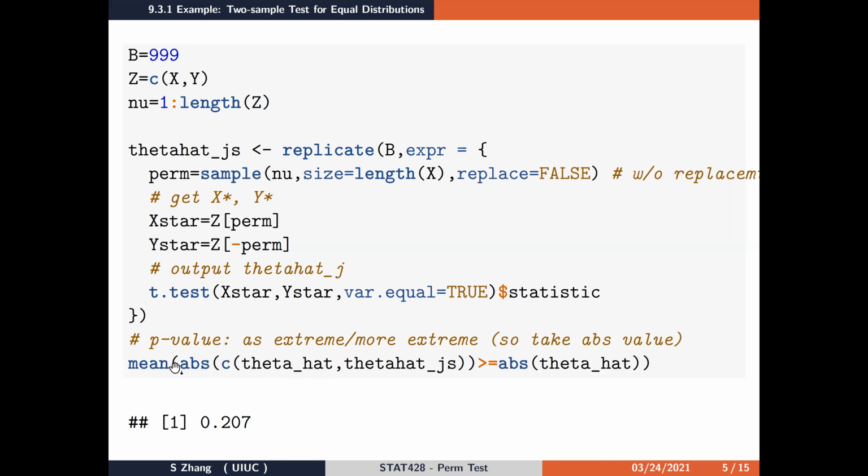So you can check that this is essentially equivalent. By doing this, the mean of this is essentially equivalent to the formula we have shown, which involves 1 divided by b plus 1 times the sum of the indicator functions. So the resulting p-value we get is equal to 0.207, which you can see is quite close to what we get from the t-test. And our conclusions remain the same. That is, we conclude that we do not have enough evidence to reject the null hypothesis.